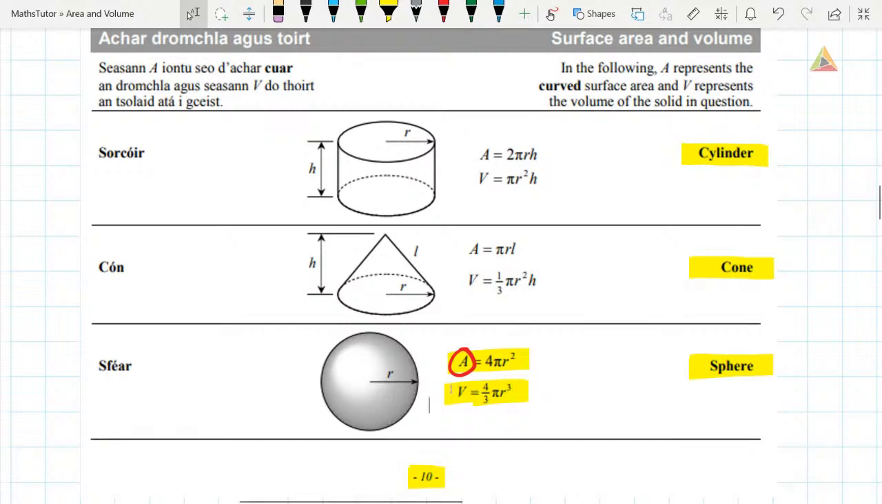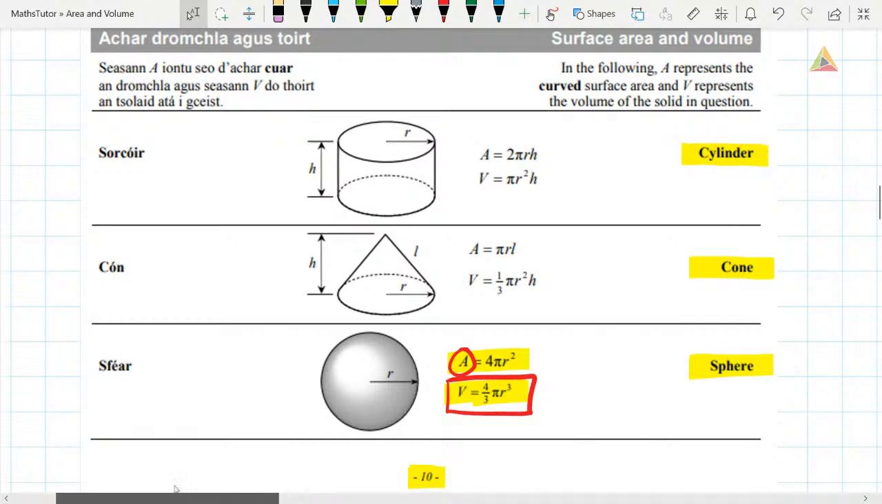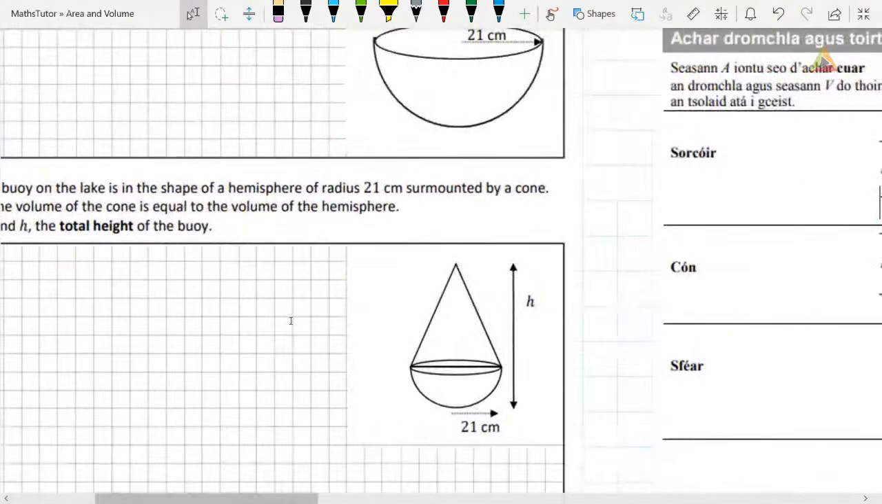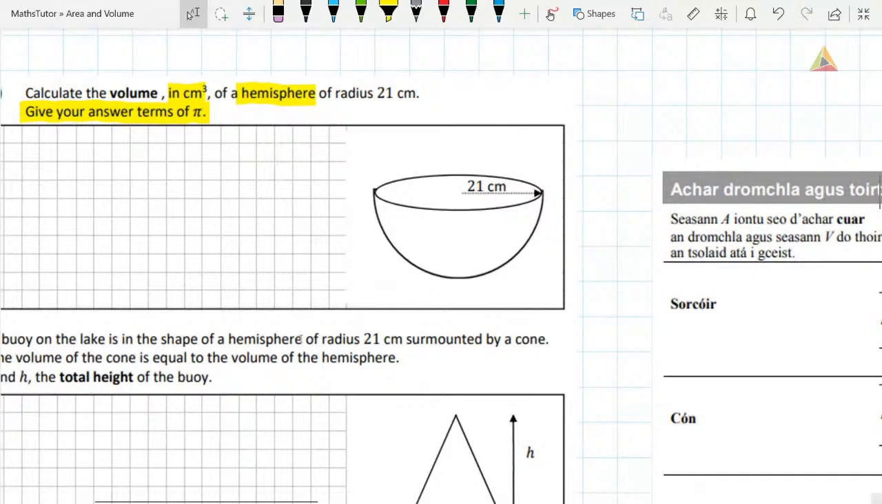And it tells me that the volume of this sphere, of any sphere, is going to be 4/3 pi r cubed. So we're going to go back to our question and start with writing out our formula. Our formula says the volume of a hemisphere. So I'm going to say the volume is going to be half of the volume of a sphere. So a half multiplied by 4/3 pi r cubed.